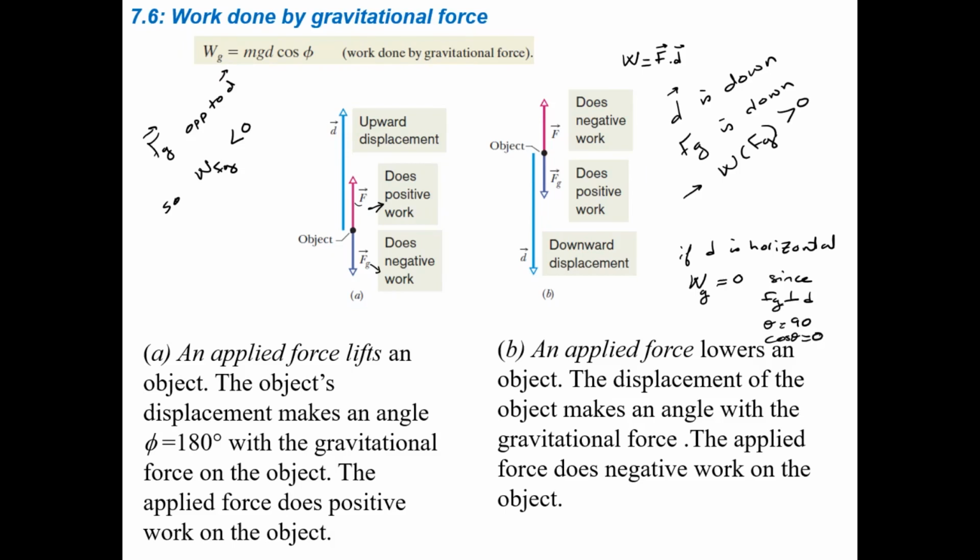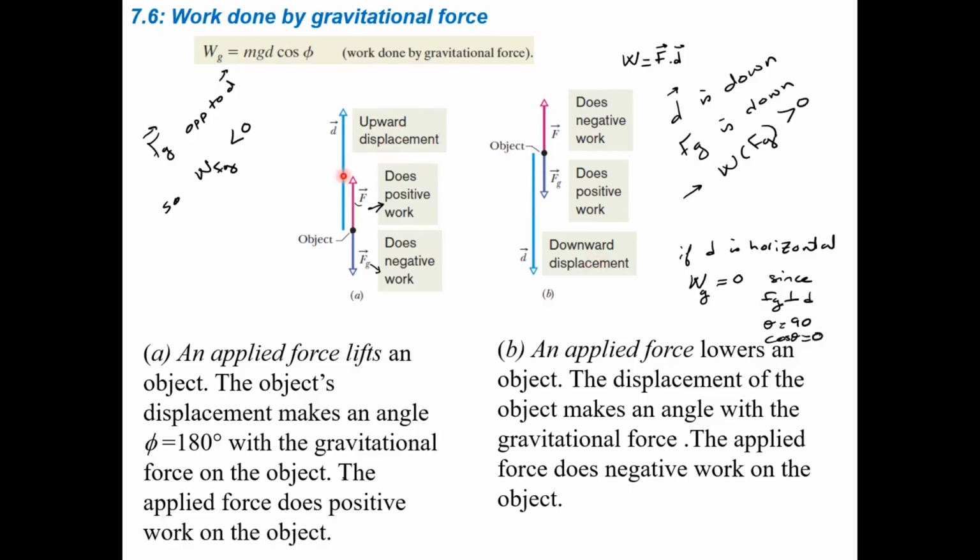Namely, in the two figures here, I show you two different scenarios. One where the displacement is upwards. So you can see the difference between the two figures. Here the displacement is up, whereas here the displacement is down. I have here upward displacement, here I have downward displacement. Let's look at what gravity is going to be doing in each case.